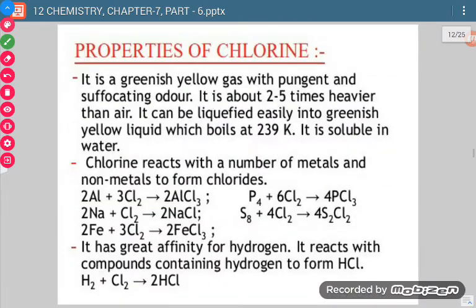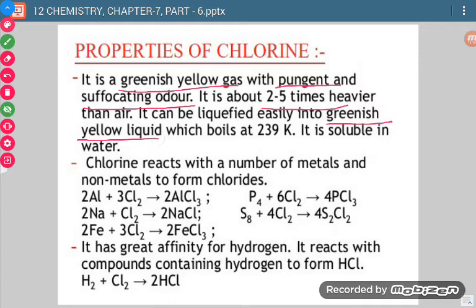Now what are the properties of chlorine? Just now we said that it is a greenish yellow gas, it has a pungent smell and suffocating odor, and it is 2.5 times heavier than air. It can be liquefied easily into a greenish yellow liquid which boils at 239 Kelvin. It is soluble in water.